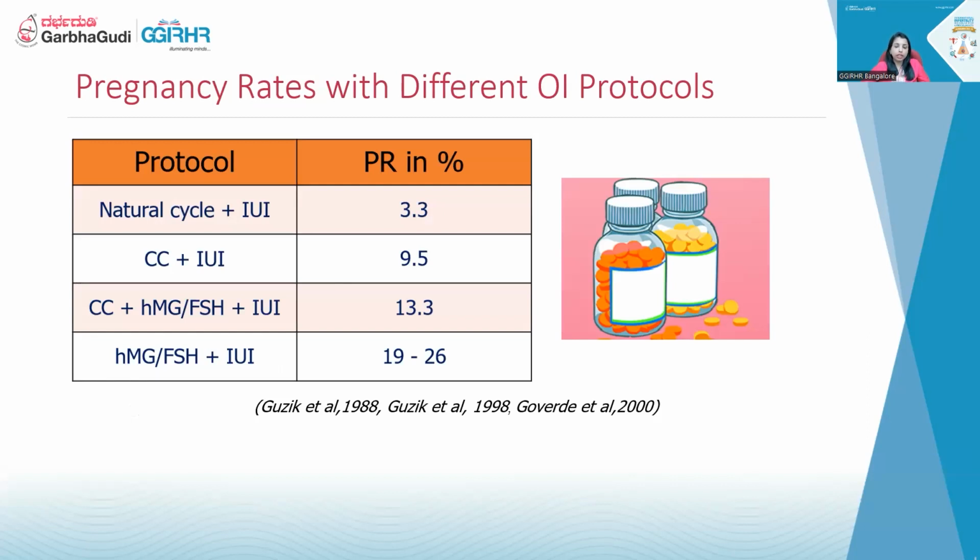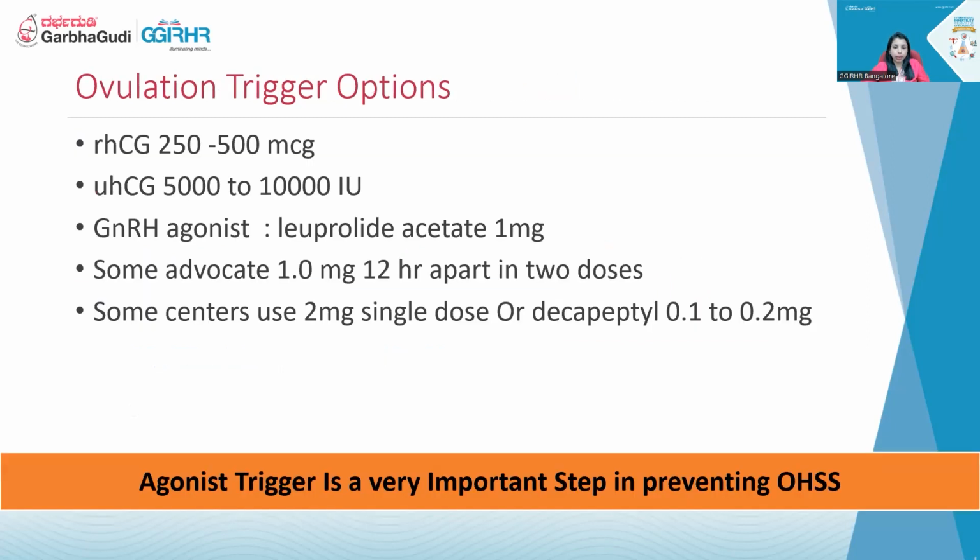Then coming to the pregnancy rates by different ovulation induction, I already discussed this. Couples who are using gonadotropins for controlled ovarian stimulation have the highest success rates in IUI treatment.